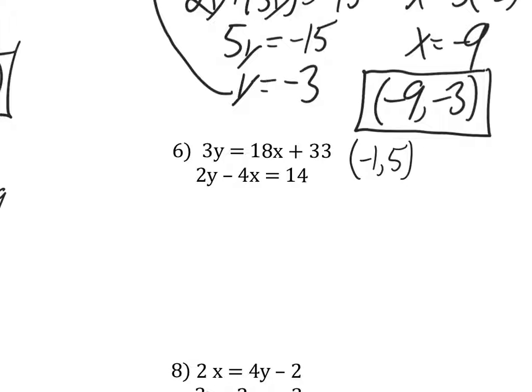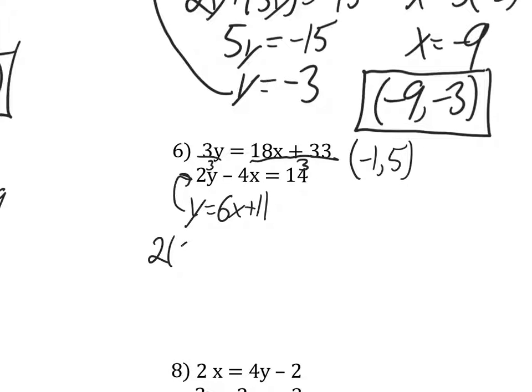Let's just go over how we did that really quickly. So very first thing, I need to solve one of these for y. So what I'm going to do is go ahead and solve the top one for y. So to get y by itself here, I'm going to have to divide everything by 3. So y equals 6x plus 11. Now I'm going to take that and plug it into my second equation.